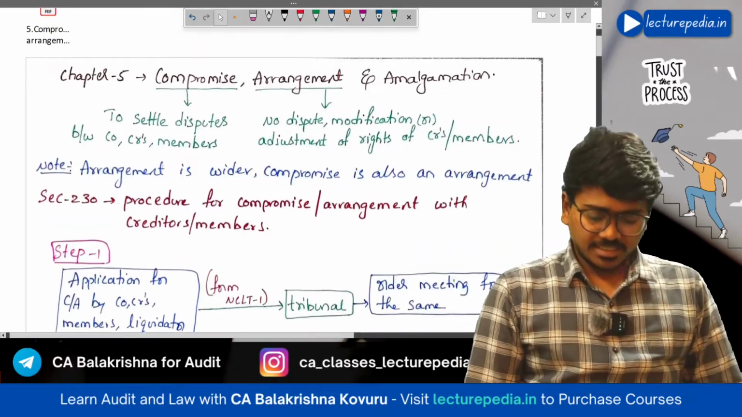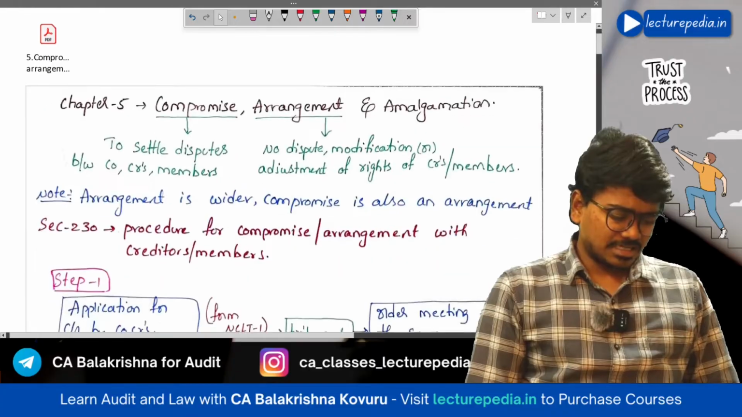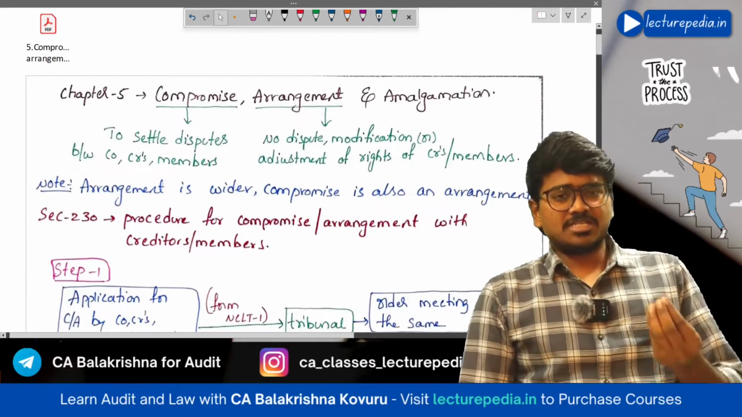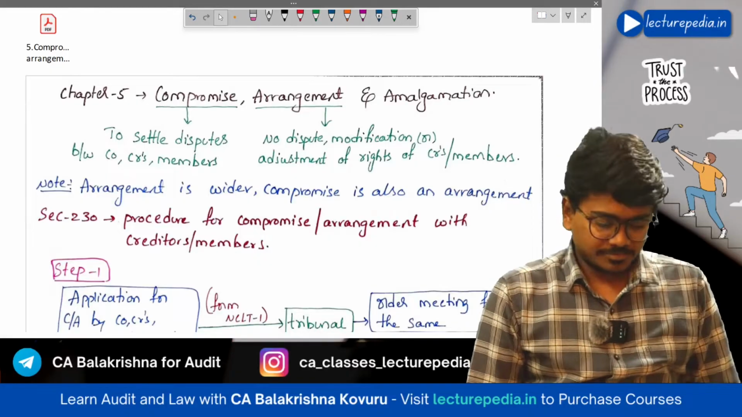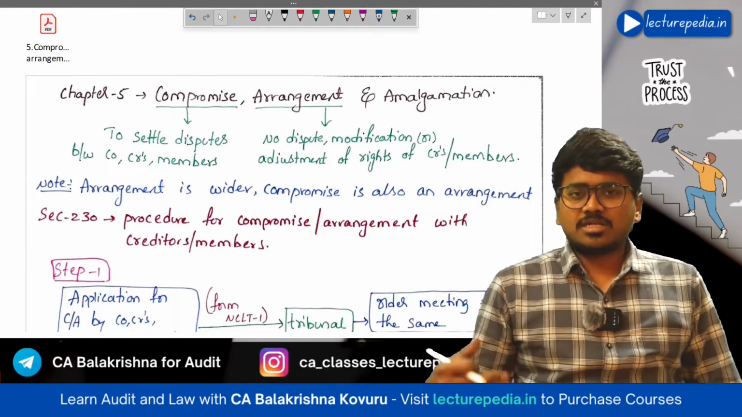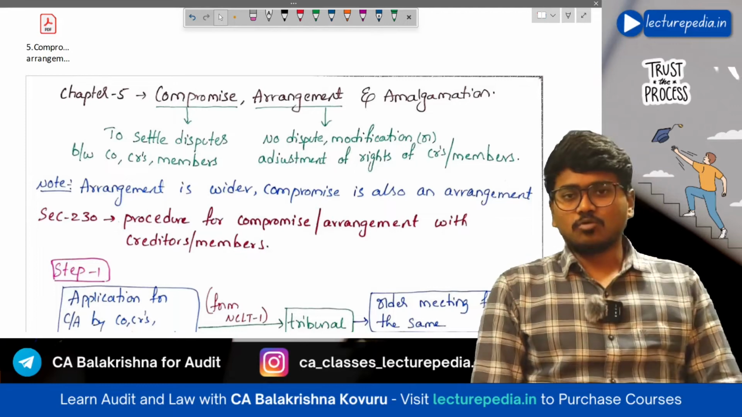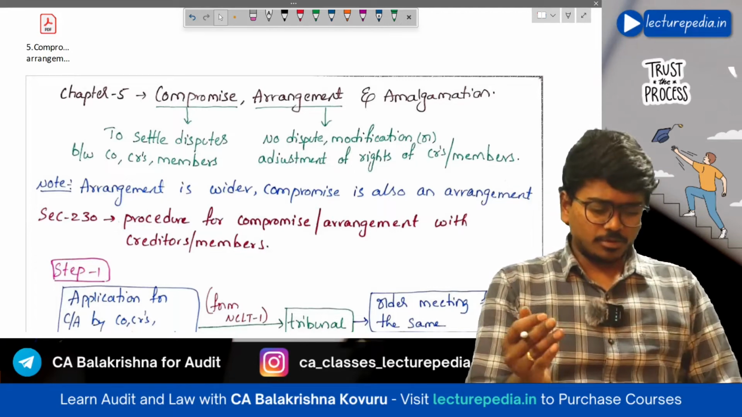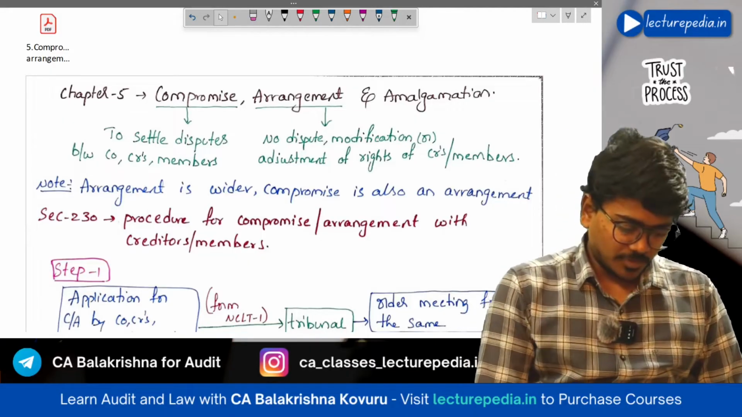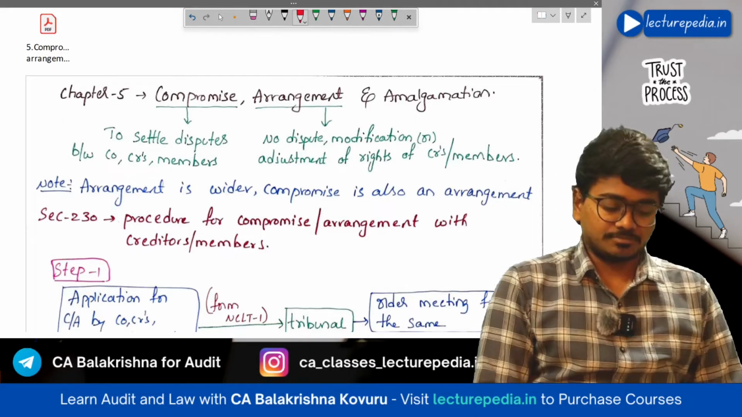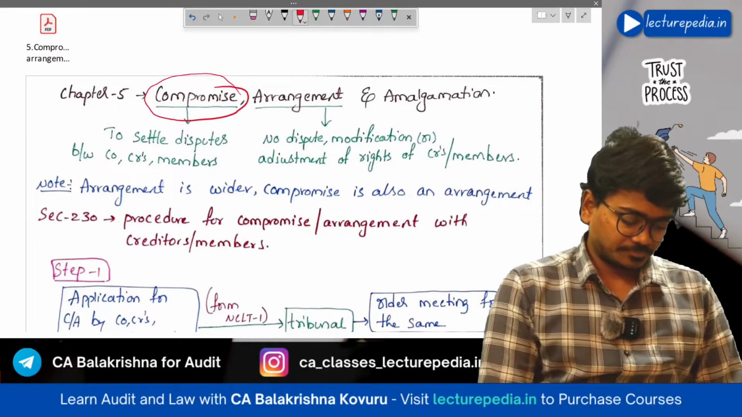Now before entering into the chapter, let us first understand these terms. What is meant by compromise, what is meant by arrangement, and amalgamation. I guess you might already know what is meant by amalgamation. However, I will be discussing it again in this class also. So starting with the first term, compromise.